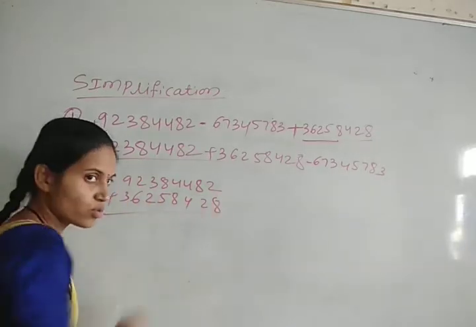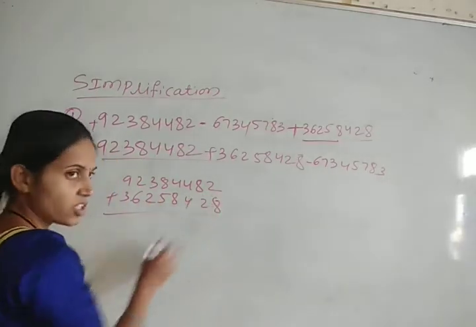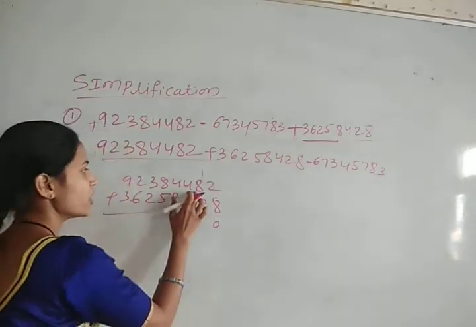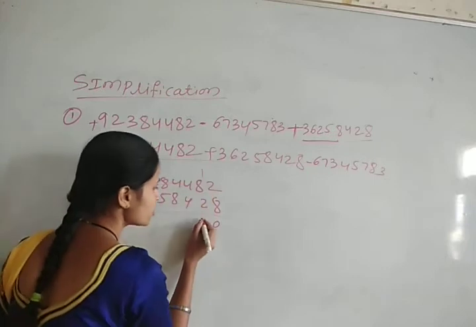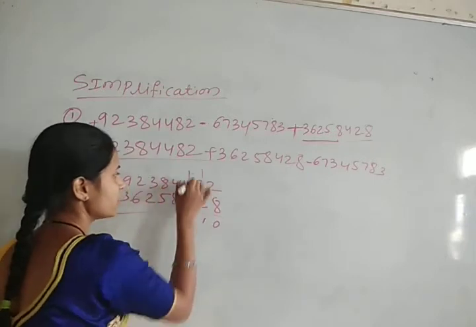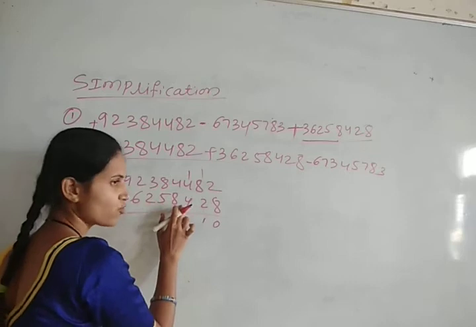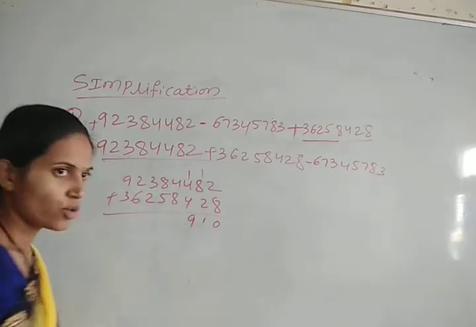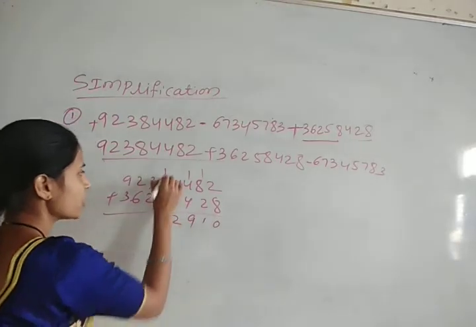9283448282485263. Now add these two numbers. Now 8 plus 2 is 10. Write 0, take 1 as a carry. Now 8 plus 1 is 9. 9 plus 2 is 11. Write 1, take 1 as a carry. 4 plus 4 is 8. 8 plus 1 is 9. Okay. 8 plus 4 is 12. Write 2, take 1 as a carry.